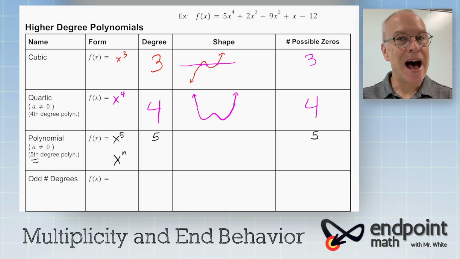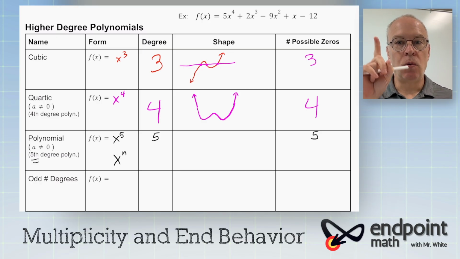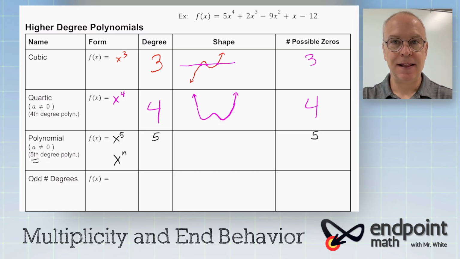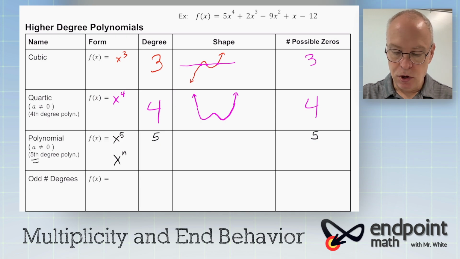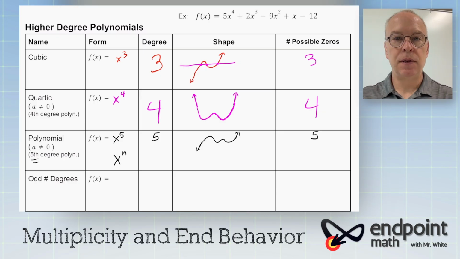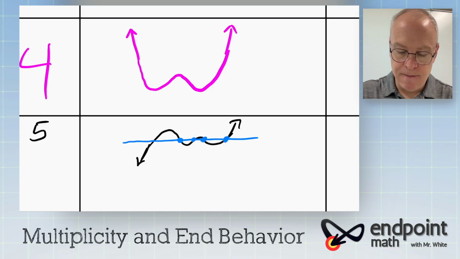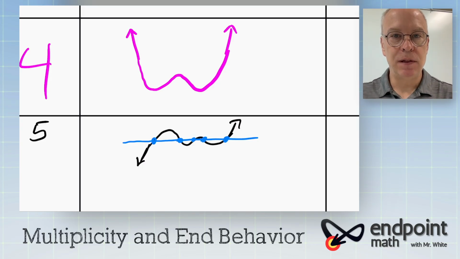All right, so that's an odd degree. Odd degree means it's going to be doing this way and this way, but then over here on the left. So it's going to look like that, just like an x to the 3rd. But unlike an x to the 3rd, it might have an extra hill in it. So let me draw an imaginary x-axis. You see how it could hit 5 times? An x to the 5th could hit 5 times.